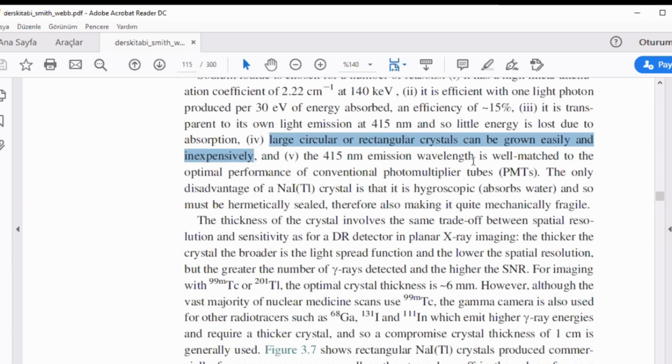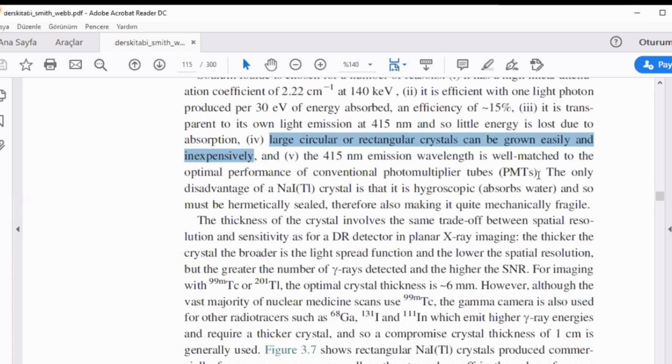That emission wavelength is well matched to the optimal performance of the conventional photomultiplier tubes. Photomultiplier tubes are visible light sensitive, and they match well to blue light instead of red light, etc. So that's another good choice for the scintillation action.